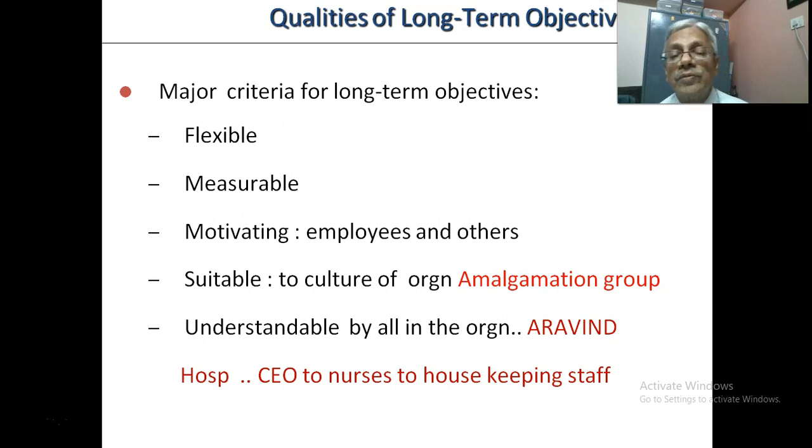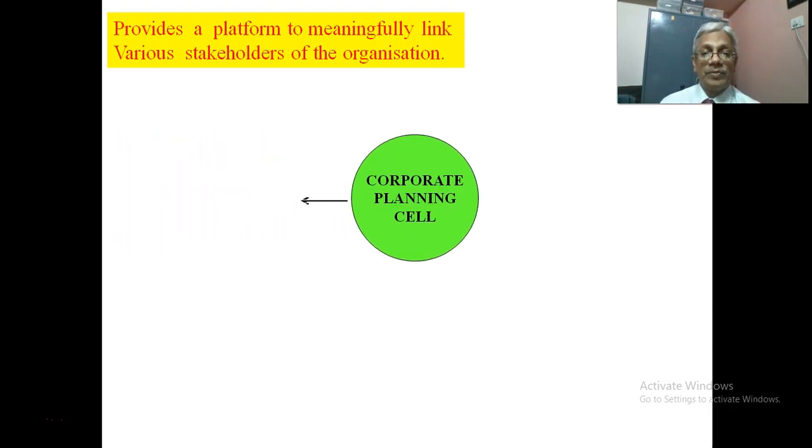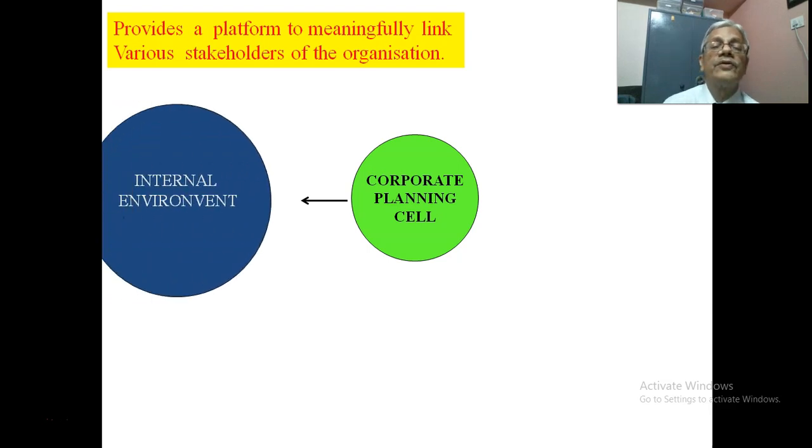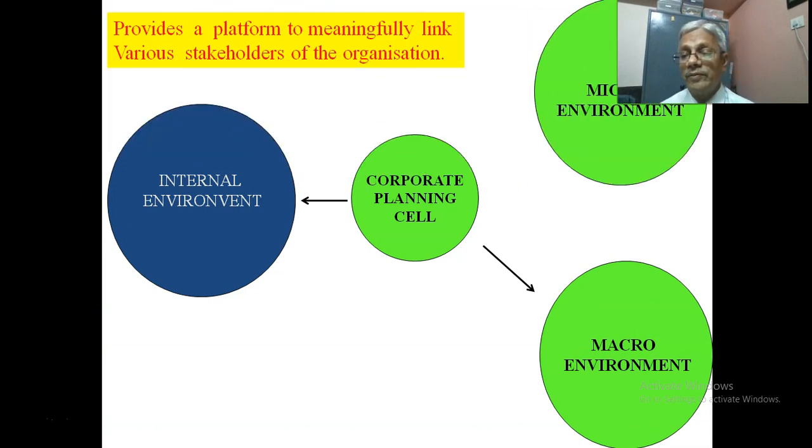So the long-term objectives need to be understood by everyone in the organization. To that extent, they should be very simple, understood and widely circulated to everyone. Finally, corporate planning provides a platform to meaningfully link the various stakeholders in the organization. The corporate planning cell may be about 10 or 20 people. It will not be a very large department, but it has highly skilled people with a lot of specialist skills. They are able to link up the internal and the external environment, namely the micro environment and the macro environment. So this provides a beautiful platform.